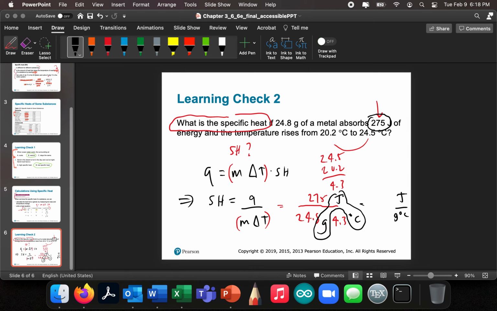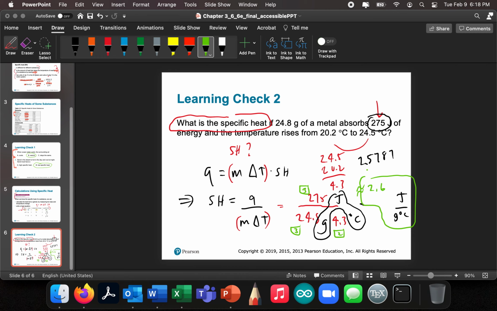So I'm going to take 275, and I'm going to divide it by 24.8, and I'm going to divide it by 4.3, and I'm going to find that my answer is 2.5787. But I only have 2 sig figs that I can use, right? See that? Look at that. 3 sig figs here, 3 sig figs here, and 2 sig figs here. So I have to report this in 2 sig figs. So I'm going to say this is about 2.6 joules per gram degree centigrade.